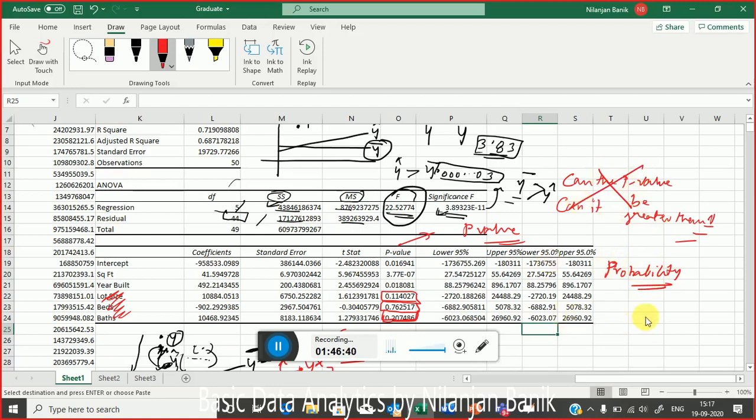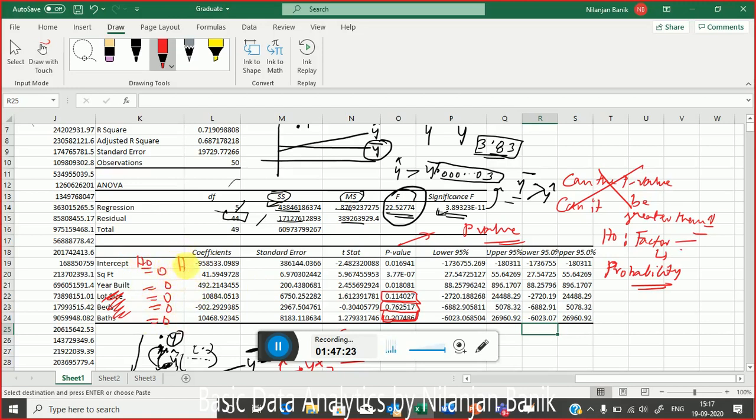Now coming to the next thing, what does the probability value mean? And this is the most important part of data analysis. So listen very carefully. Probability means out of 100 times, how many times? The null hypothesis is that any individual factor is not impacting my dependent variable. So the null hypothesis is square feet is equal to 0, year built is equal to 0, lot size 0, bed size 0, bath size 0.